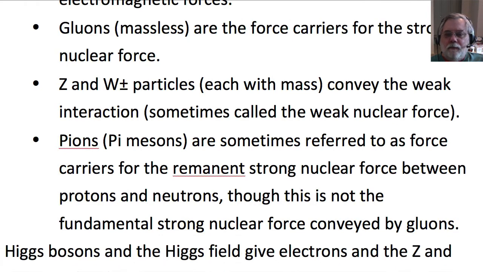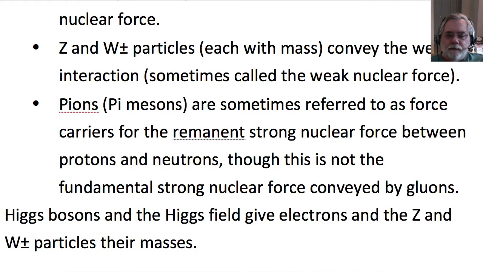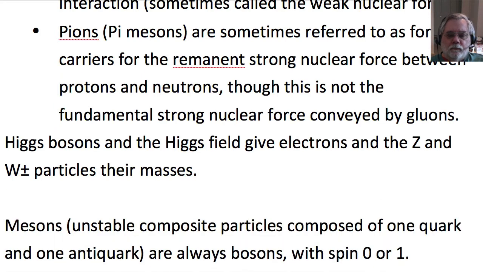Now, pions or pi mesons, you will sometimes see them referred to as force carriers for the remnant strong nuclear force between protons and neutrons, but this is not the fundamental strong nuclear force conveyed by gluons that binds quarks together into composite particles like the proton, the neutron, and pions. Higgs bosons and the Higgs field give electrons and the Z and W plus or minus particles their masses. We won't be talking about Higgs further.